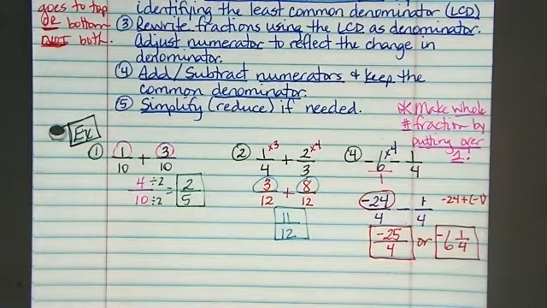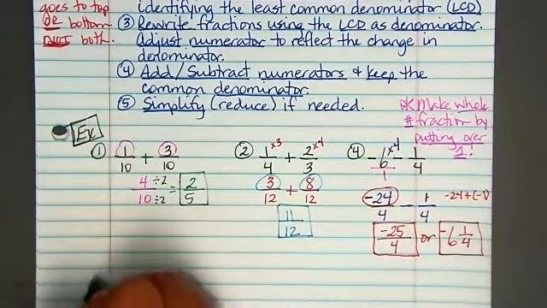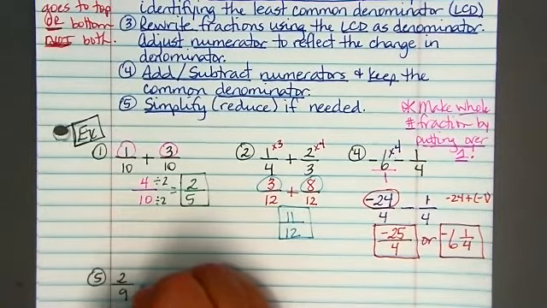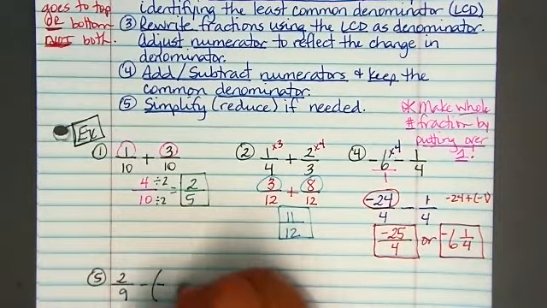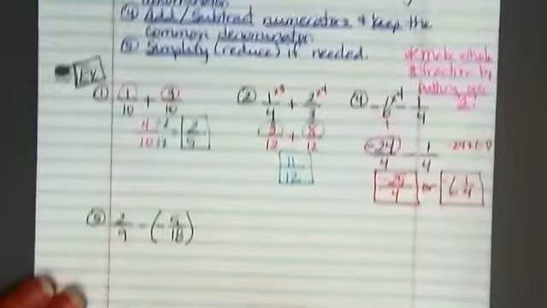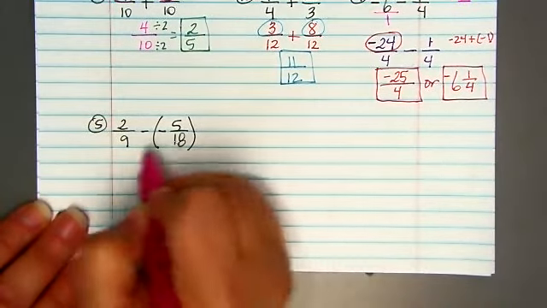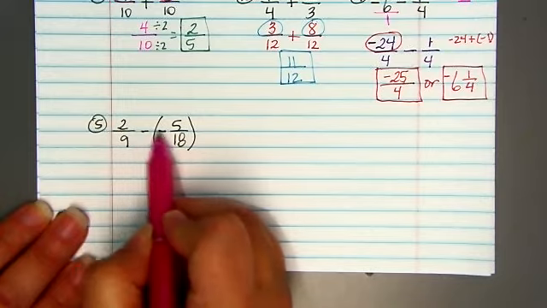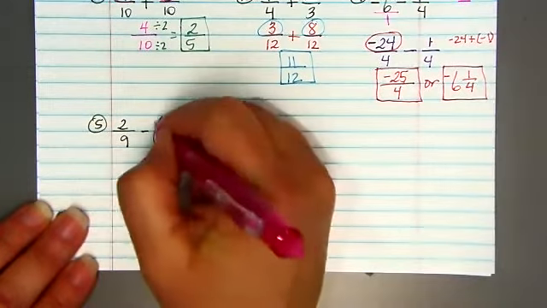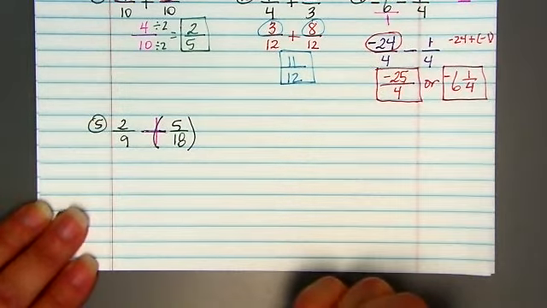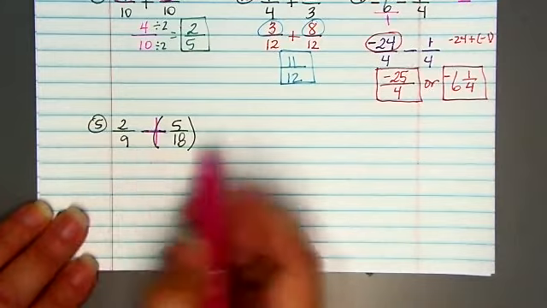Okay, next problem. Number five, we have 2/9 minus negative 5/18. Let me move this up. Okay, so when I'm looking at this, the first thing I'm going to notice is this is a double negative. Since that's a double negative, first things first, that makes a big plus. So now it's just a big addition problem, but I've got to find a common denominator.